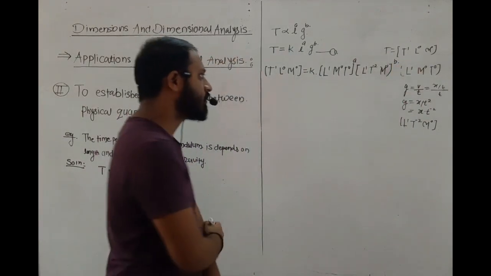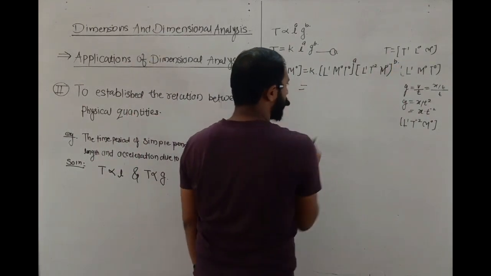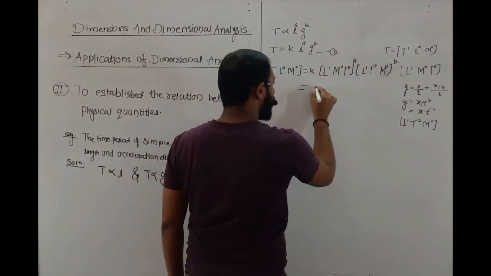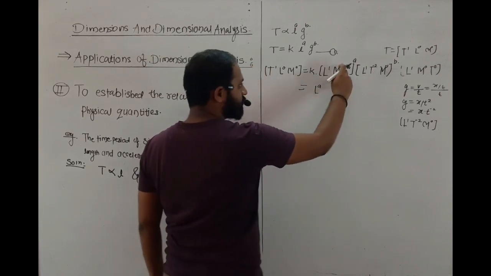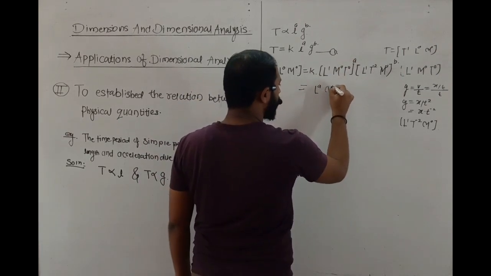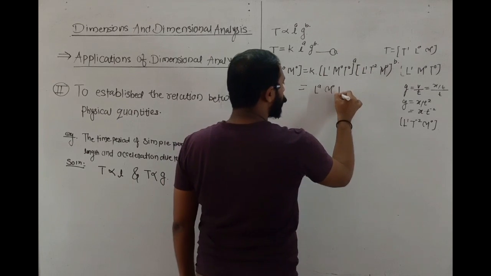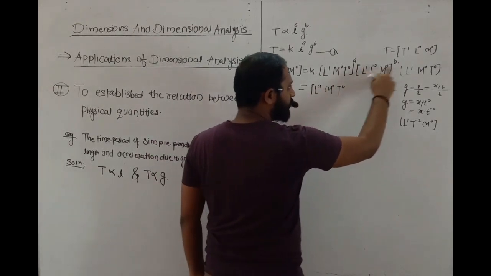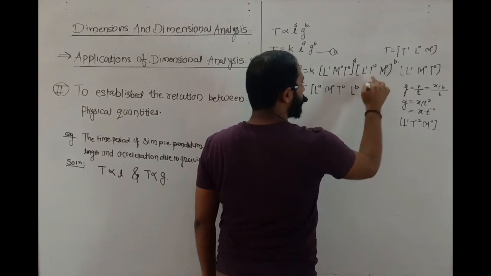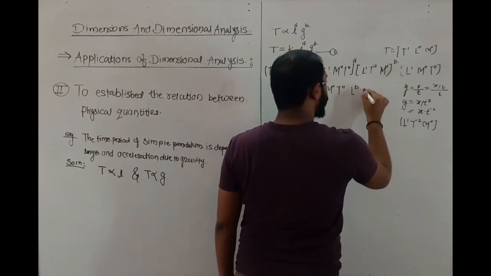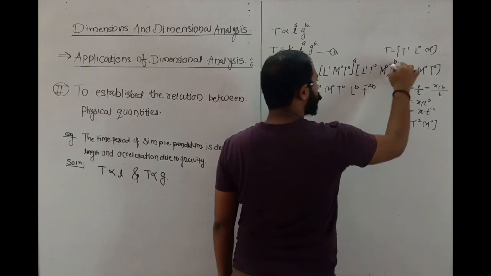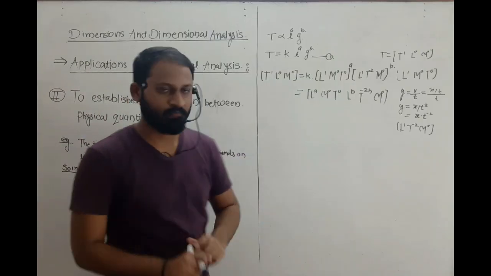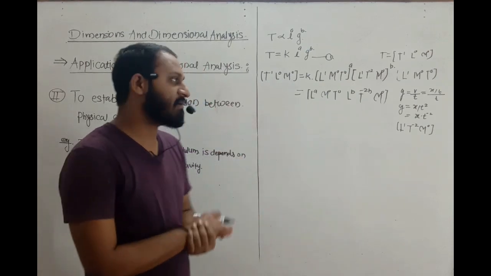Now see, just rearrange. L power 1 into a, L power a, M power 0 into a, M power 0, T power 0 into a, T power 0, L power 1 into b, L power b, T power minus 2 into b, T power minus 2b, M power 0 into b, M power 0. Up to this, you don't have any problem.